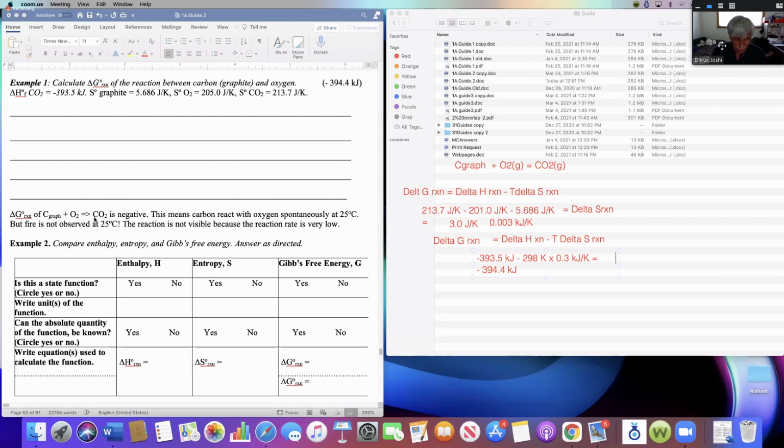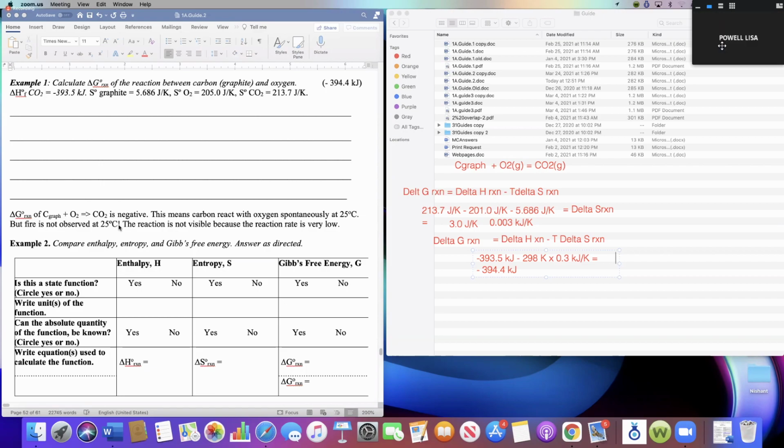Now, carbon graphite plus O2 to CO2 is negative. This means carbon reacts with oxygen spontaneously at 25 degrees Celsius. Now, our experience says otherwise. There is a problem here. Fire is not observed at 25 degrees Celsius. We would have carbon burning all over the world, but we don't.